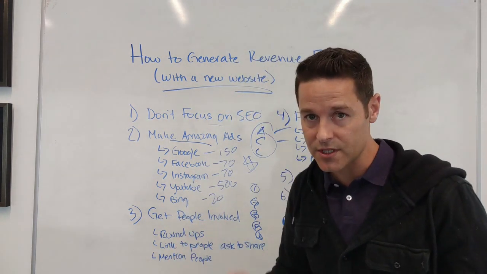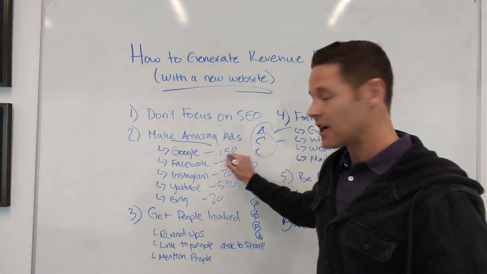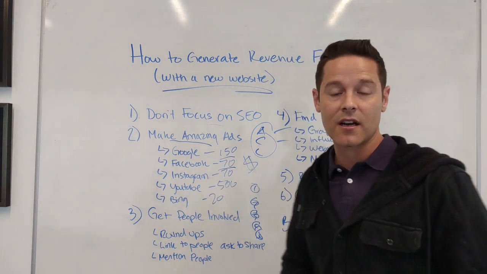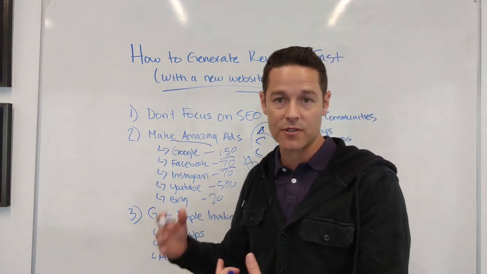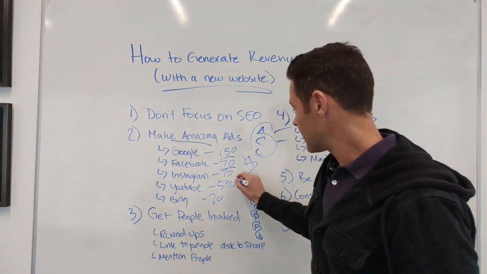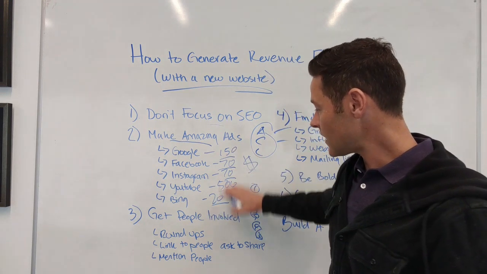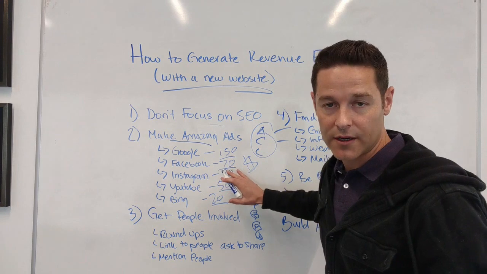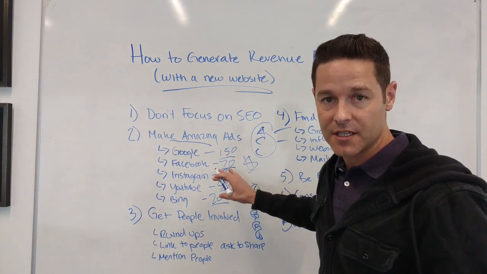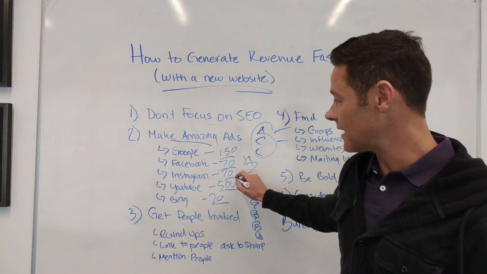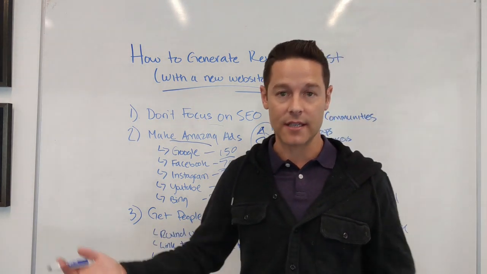So for every source, if you're running ads on Google, say it costs $150. If you're running ads on Facebook, say it costs $70 for your cost per acquisition to acquire a customer. Instagram, 70, YouTube, 500, Bing, 20. By knowing how much it costs to acquire a customer through these different advertising platforms, you can then determine how you can scale your advertising so that you can get to the next level, right?